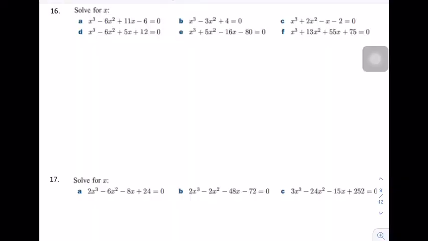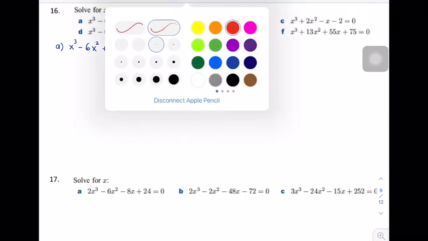Now I will show you from the tutorial question. Okay, we'll start with A. So for A, the cubic is x cubed minus 6x squared plus 11x minus 6 equals 0. So first of all, 6. Okay, what are the possible factors of 6? 1, 2, 3, and 6. Okay, so maybe I would like to try 1 first.